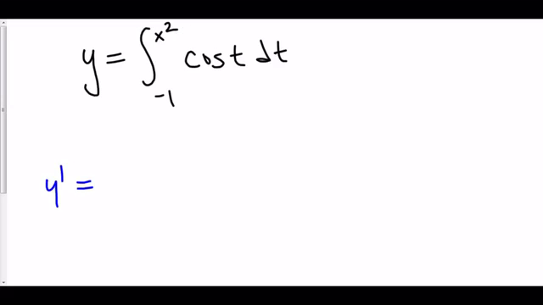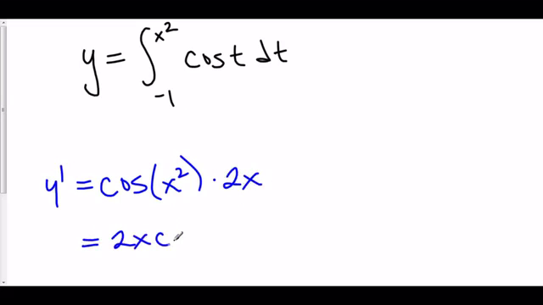Now it's x squared, which means we have to do one more thing on top of everything else. Not only do we plug this entire thing into cosine of t, but we also multiply by the derivative of x squared. You have to use the chain rule here. So, here's what you do. First, you plug it in: cosine of x squared. And then you multiply by the derivative of your stuff. The derivative of x squared is 2x. So the answer is 2x cosine of x squared.